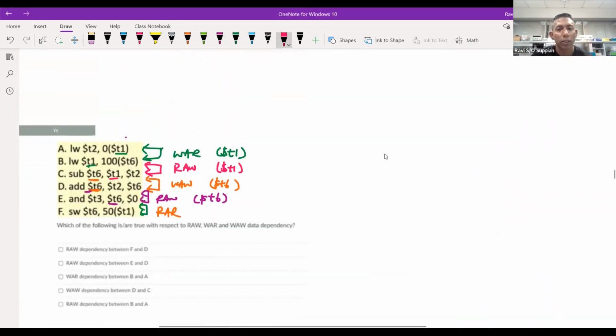Okay, so there's a question from B to C. Can it be both write after read and read after write? Yeah, because we have two registers that are used in both cases. So for T1, it is read after write. For T6, it is write after read. So this is write after read for T6.